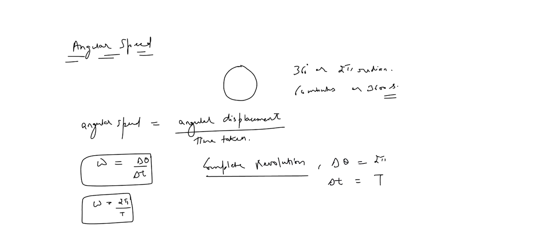And what is 1 by T? 1 by T is equal to frequency, f. So omega can be written as 2 pi f also. Now, solve question number 6 from your book.